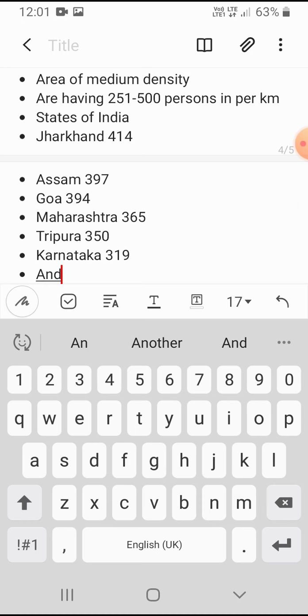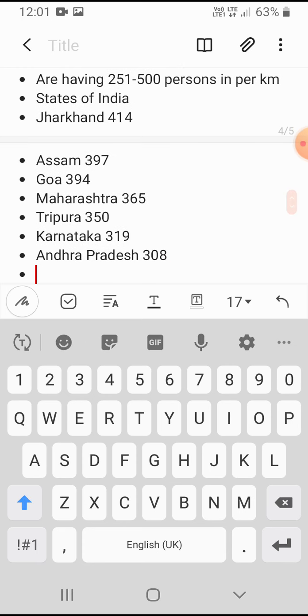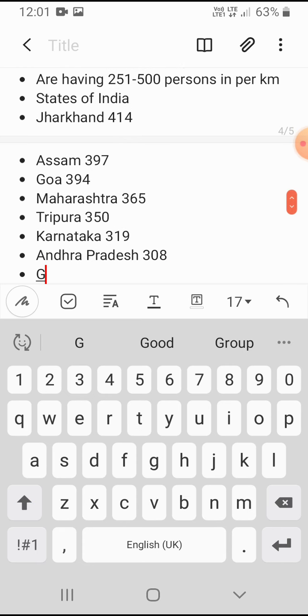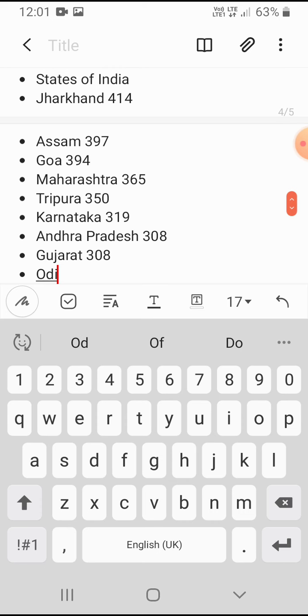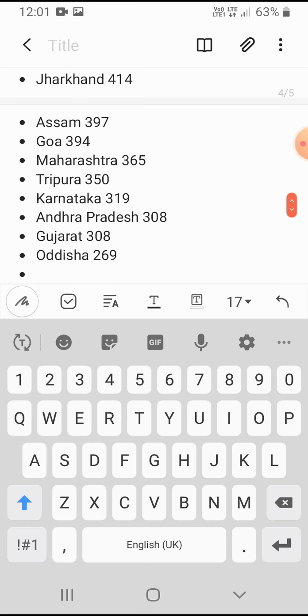And Andhra Pradesh, with 308 people per square kilometer. In Gujarat also there are 308 people per square kilometer. And lastly Odisha, with 269 people per square kilometer. So these are the areas of medium density.